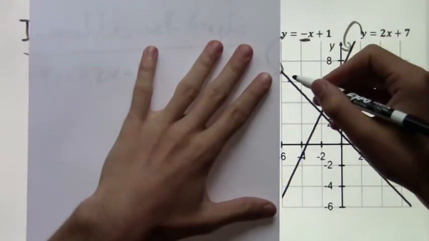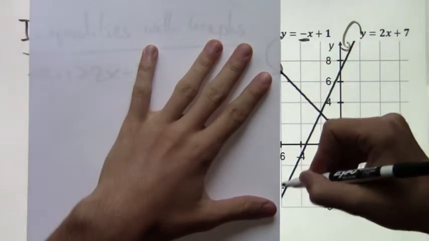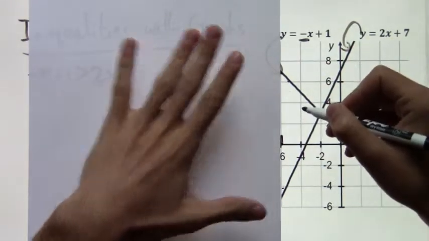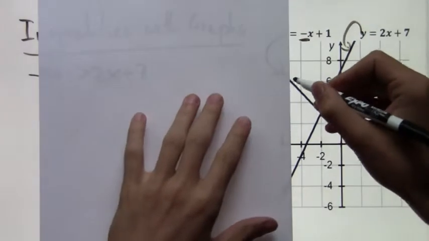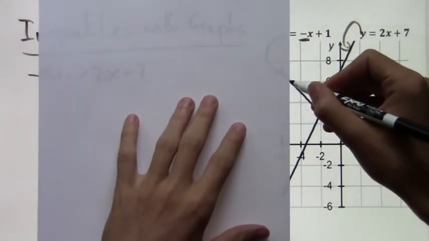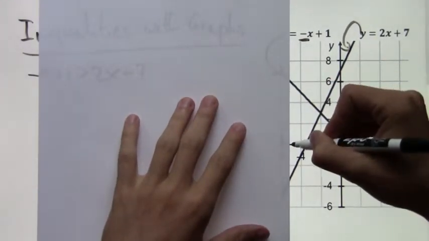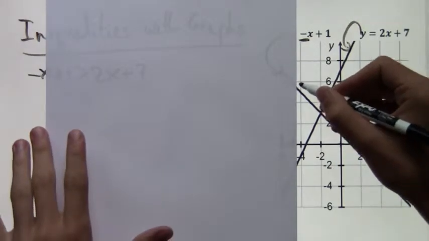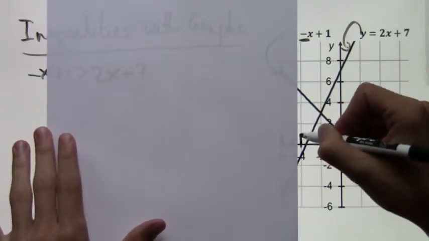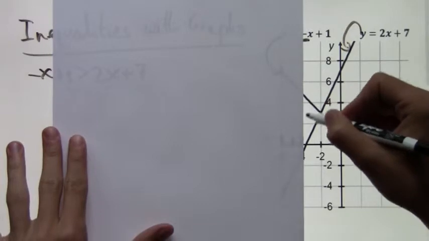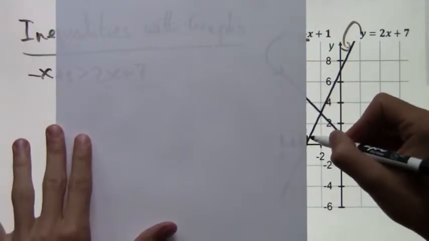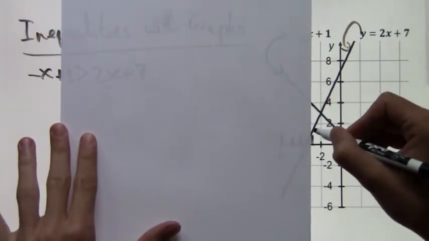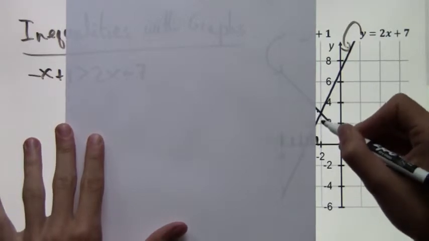Well, if we just take, let's say, this sheet of paper, here at x equals negative 6, it's greater. And here, negative x plus 1 is still greater than 2x plus 7. At negative 4, negative x plus 1 is still greater than 2x plus 7. It's the top line still. So all these points I'm marking down below are good points.